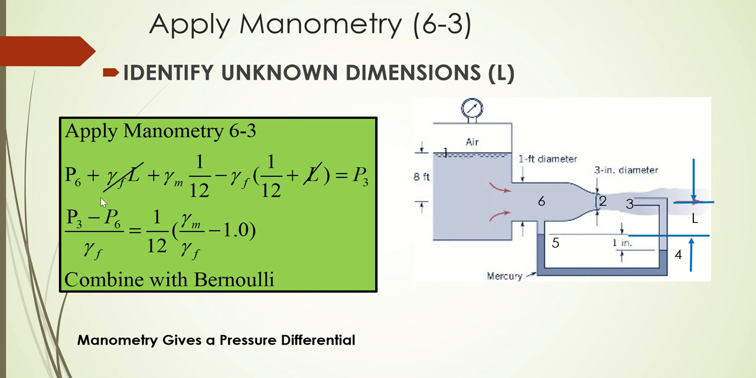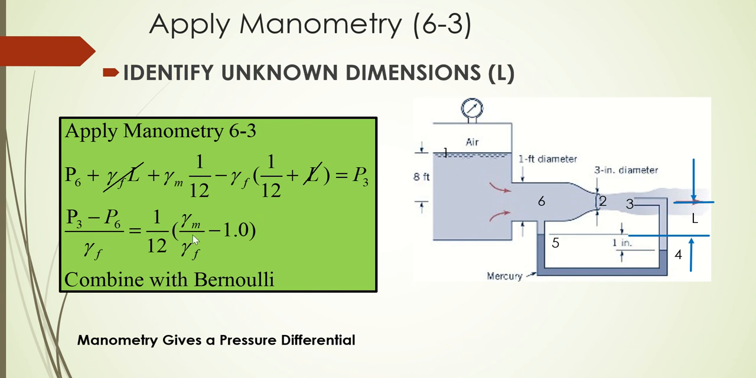Also note that I did not need to define an actual value for L, because gamma L cancels out in my expression. So therefore, my delta P is P3 minus P6 over gamma of the fluid. If I solve this equation, P3 minus P6 divided by gamma of the fluid is equal to 1 over 12 times the ratio of gamma sub m, gamma of my manometer, divided by gamma of the fluid, minus 1.